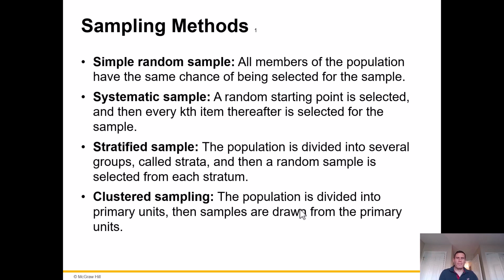The stratified sample: the population is divided into several groups. We call those strata, and then a random sample is selected from each stratum. An example of a strata could be income. Maybe everybody that falls in this tax bracket is this strata. If you fall in the 20% bracket, you're in this strata. If you fall in the 30% bracket, you're in a higher-up strata, and so on and so forth. And then we have clustered sampling. The population is divided into primary units. Then samples are drawn from those primary units.